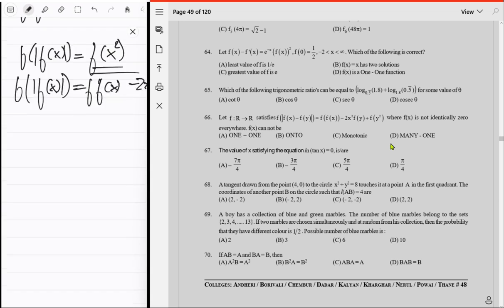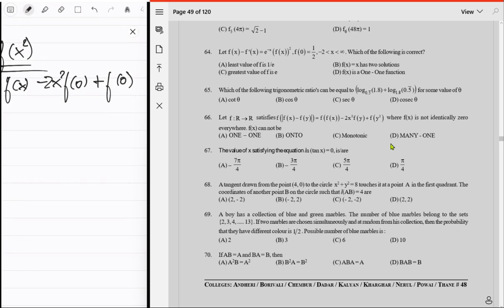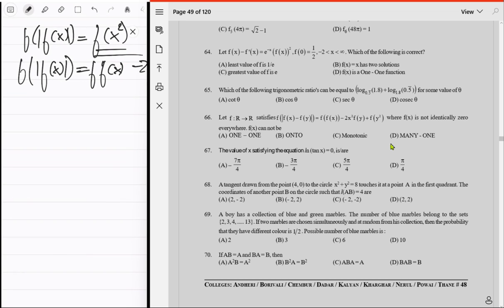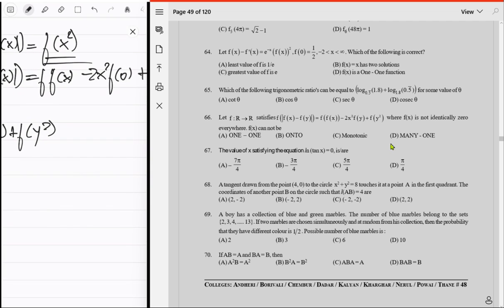The thing is, f of x is equal to f of x square plus 2x square f of 0 plus f minus f of 0. So if I put this into this, what do I just get? I'm just going to get f of x square plus f of y square plus 2x square f of 0.